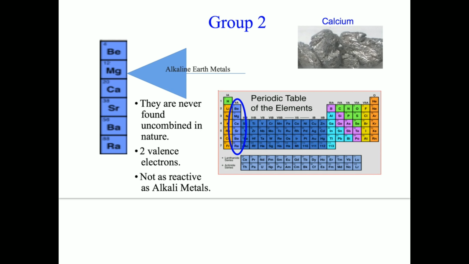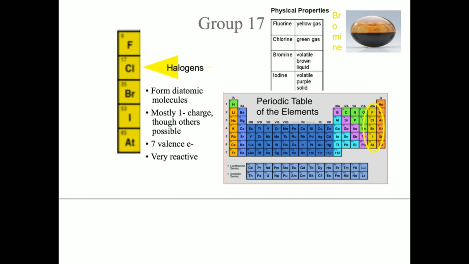Group 2 are called the alkaline earth metals. These are reactive metals, but not quite as reactive as group 1. They have 2 valence electrons. They will have all the properties of metals, so they'll be shiny and ductile, malleable, and good conductors of heat and electricity. Group 17 is one of the 2 groups of nonmetals we need to be familiar with.